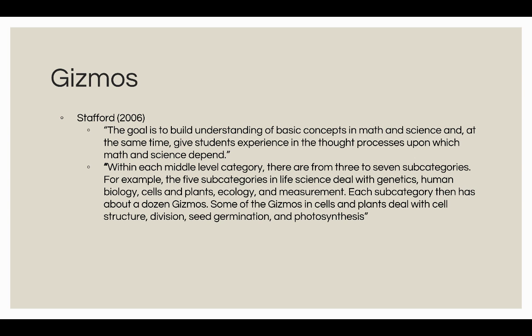The goal is to build understanding of basic concepts in math and science and at the same time give students experience in the thought processes upon which math and science depend. With each middle level category, there are from 3 to 7 subcategories. For example, the subcategories in life science deal with genetics, human body, human biology, cells, plants, ecology, and measurement. Each subcategory then has about a dozen gizmos. Some of the gizmos in cells and plants deal with cell structure, division, seed germination, and photosynthesis.